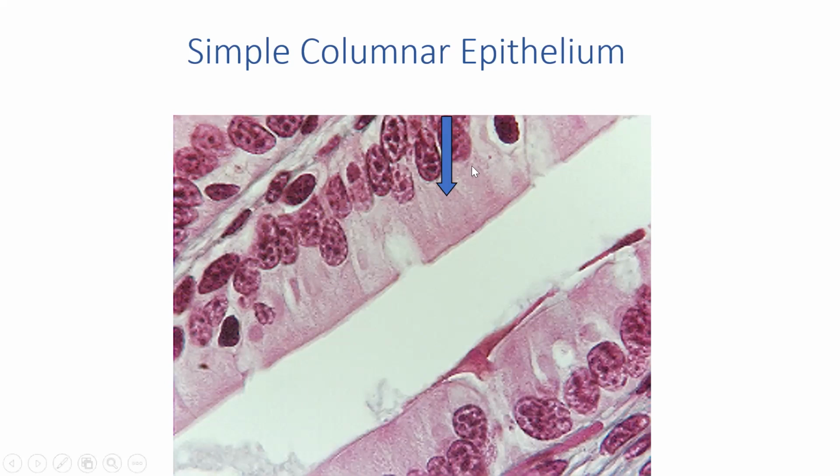Anyway, this is simple columnar epithelial. These white things are known as goblet cells, and they secrete mucus. We line our esophagus with goblet cells. We line our small intestine with goblet cells. We have goblet cells secreting mucus in our mouth. That's where the term mucous membrane comes from. We line our rectum and our anus with goblet cells. The uterus and the vagina are lined with mucous membrane.